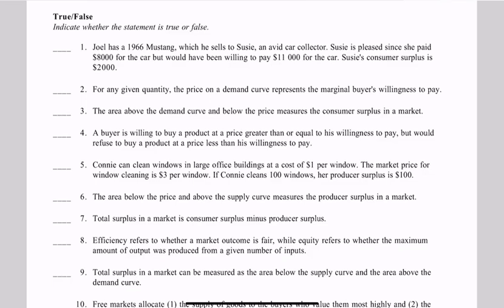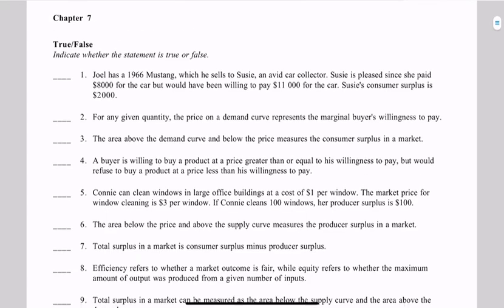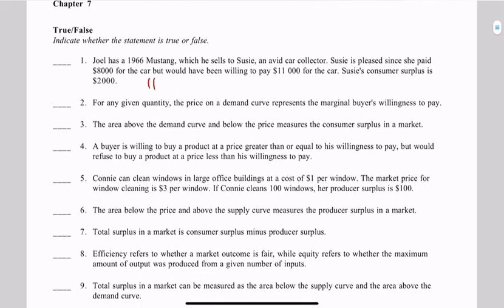So remember how to calculate consumer surplus. Consumer surplus is defined as the difference between willingness to pay and the price paid by the buyer. Here you can see that the buyer's willingness to pay is $11,000, and she actually paid $8,000. So her consumer surplus is $3,000, right? So this first statement is not correct because the number is just wrong.